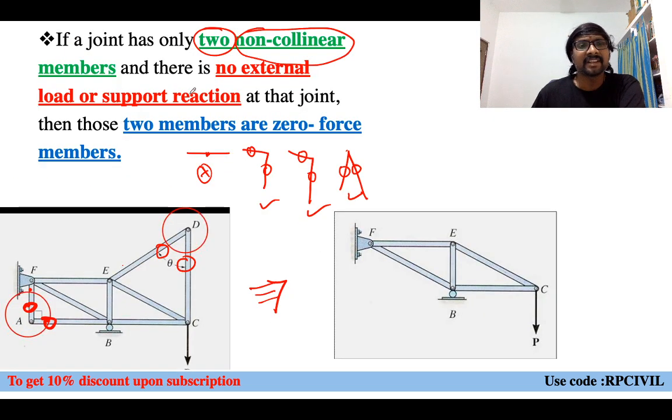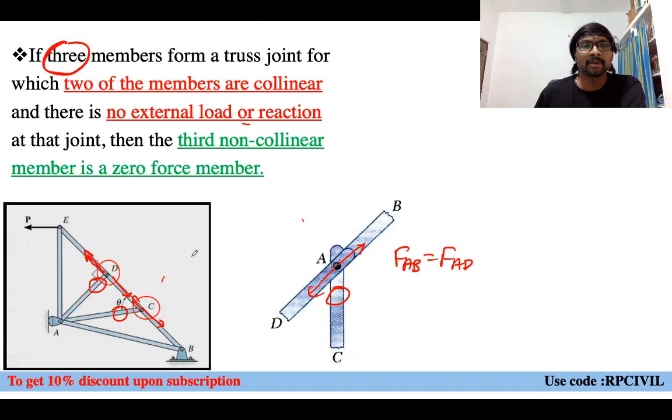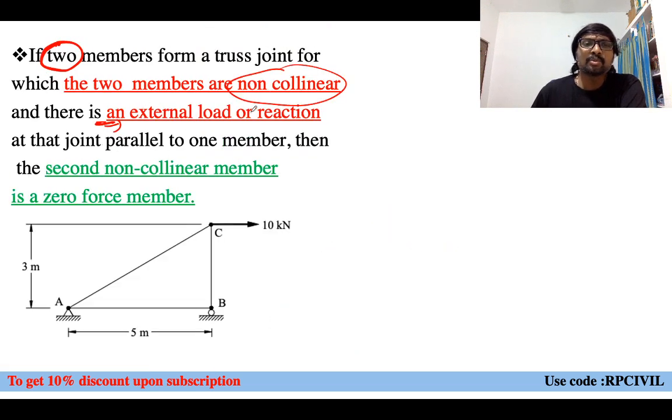In the first case there is no external load, two members are non-collinear but there is no external load. But here in the third case, two members are non-collinear but there is an external load or reaction present. How is it present? At the joint, parallel to one member. When that reaction is parallel to one member, then the second non-collinear member will be a zero force member, or not? Yes.